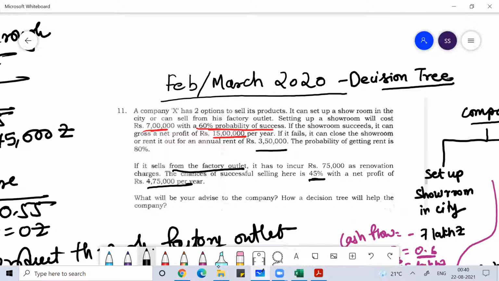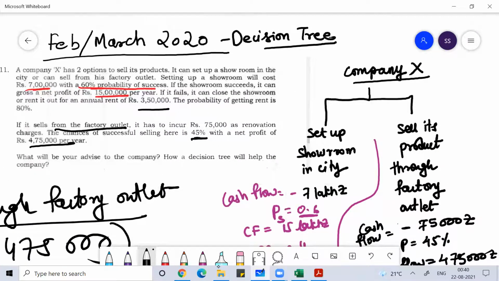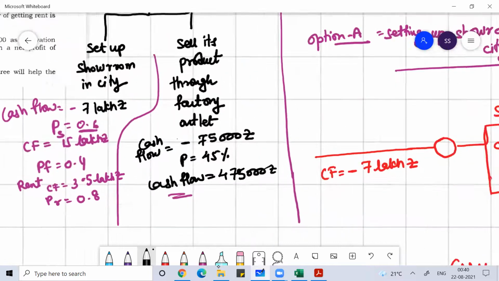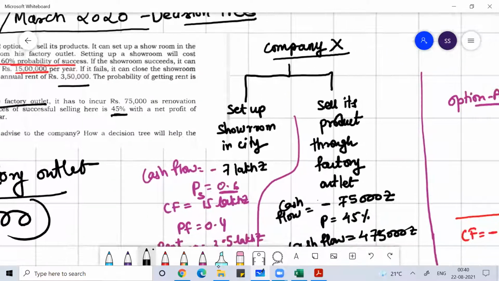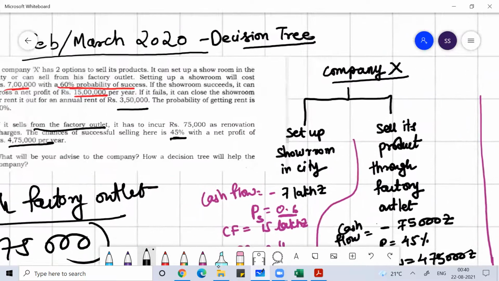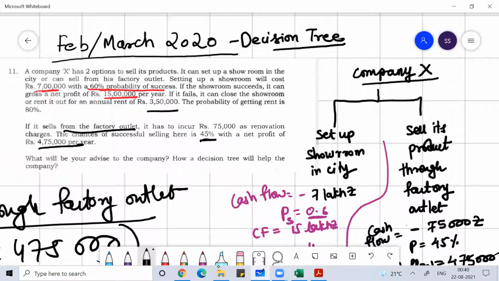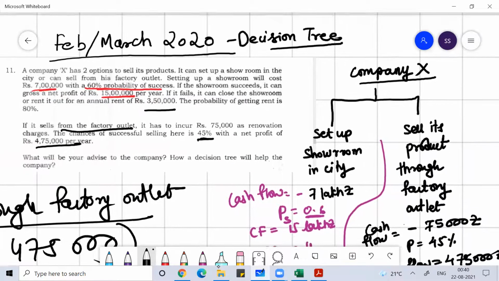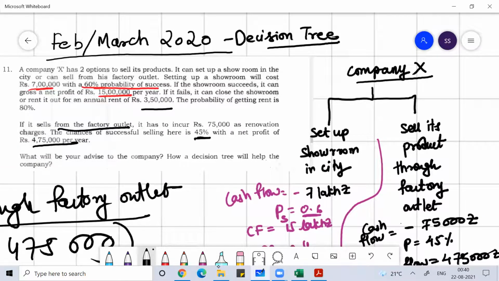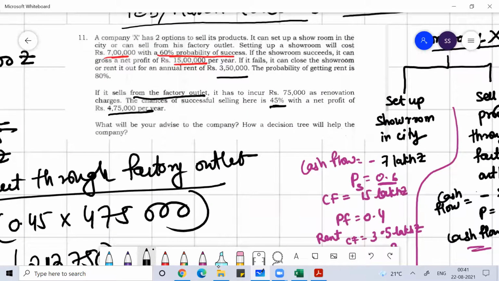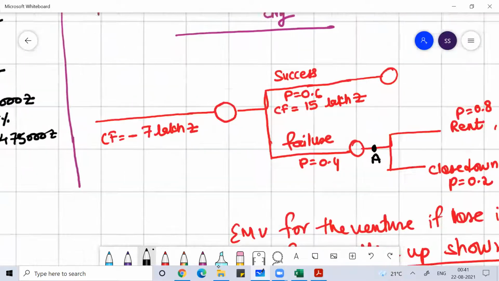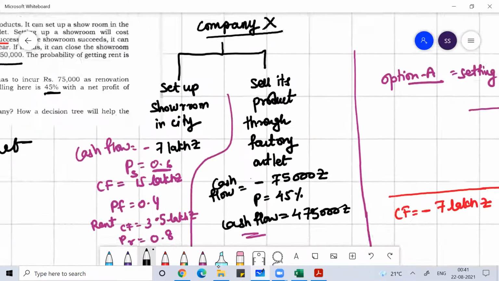One minute. Something I think I missed. In the question, you can set up a showroom in a city, but setting a showroom will cost 7 lakh rupees, right? With 60% probability of success. If the showroom succeeds, he can earn 15 lakh rupees, correct? If he fails, he can close the showroom or rent with the annual rent of 3,50,000. Probability of getting rent is 80%. Yeah, I did the adjustment of that.